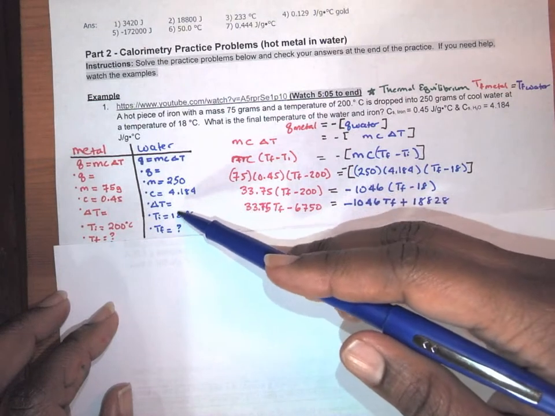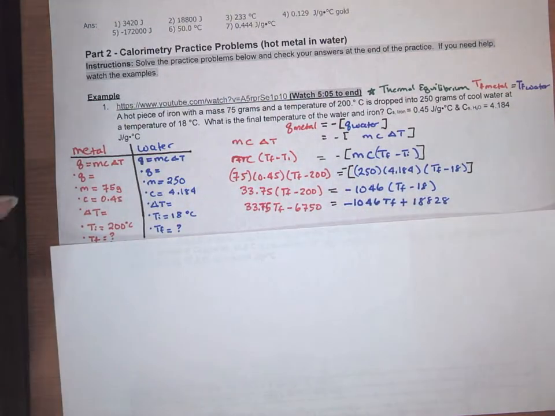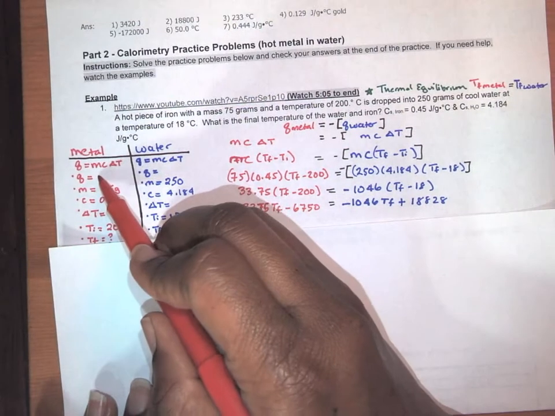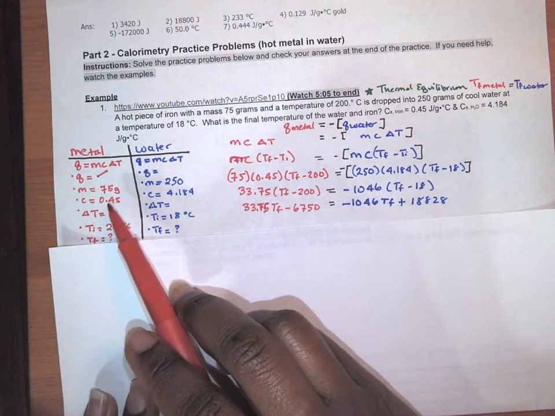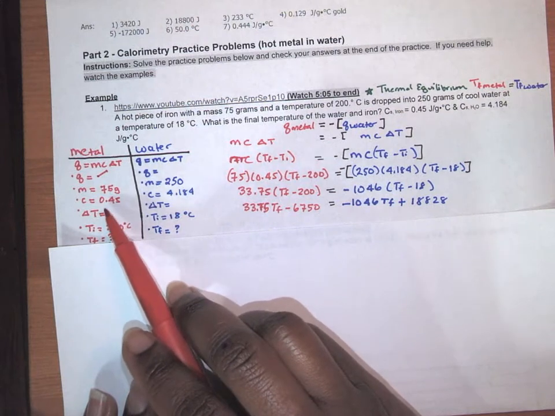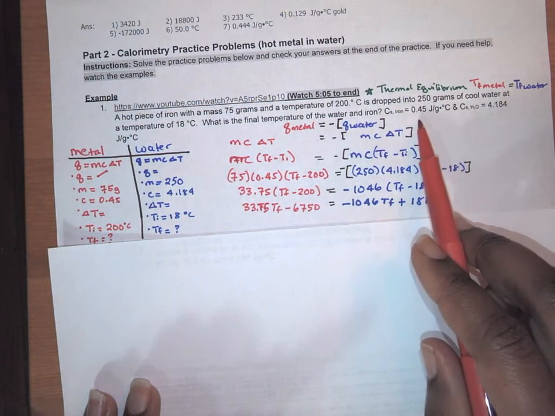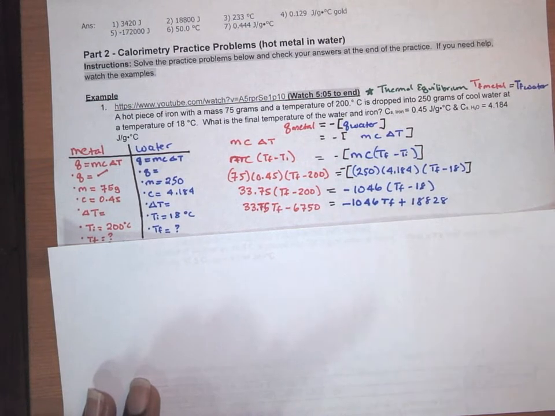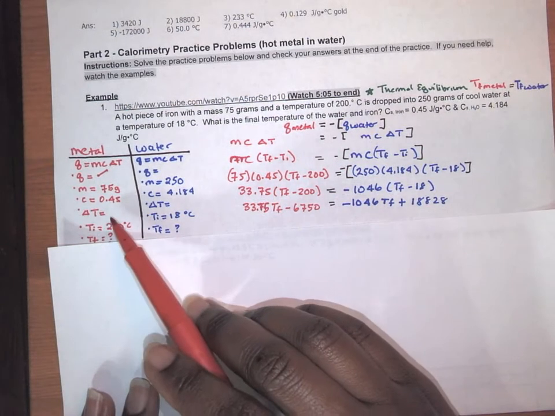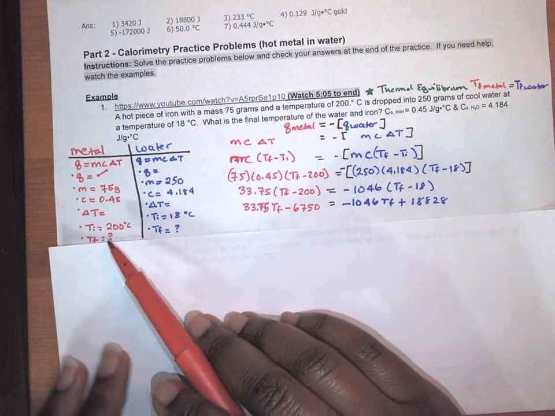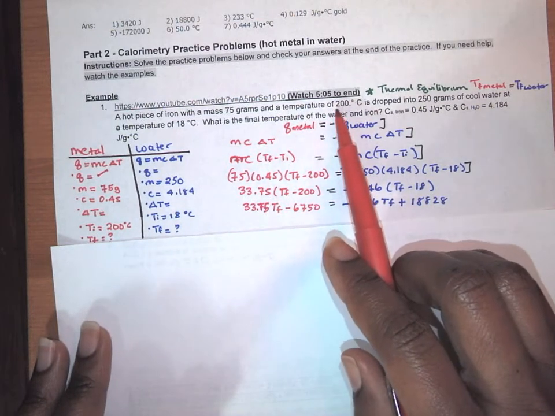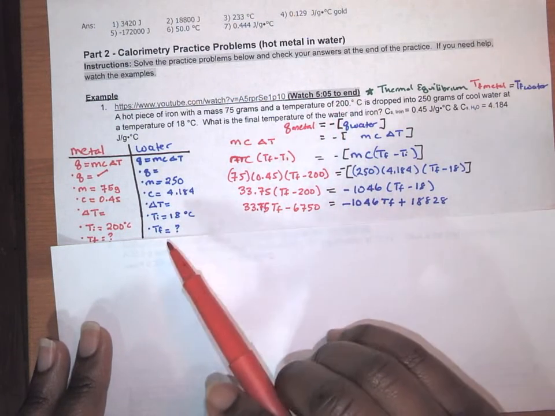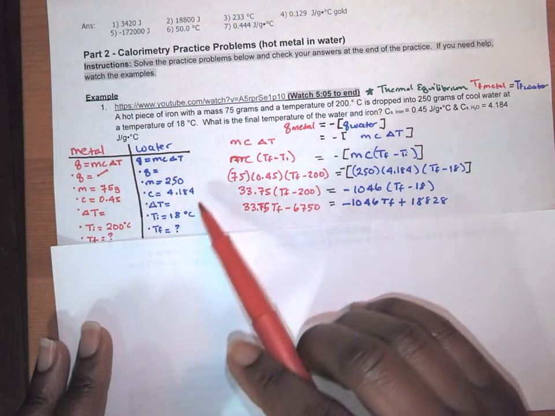Q, M, C, delta T, and then I just fill it in. So the Q of the metal is not given. That's the piece of information I actually don't need in this problem. The mass they gave me is 75 grams. The C, specific heat, at the bottom here is 0.45 joules per gram degree Celsius. The delta T I don't have, but I do have the initial temperature of the iron, which is 200 degrees Celsius, and I'm looking for the final temperature of the iron.